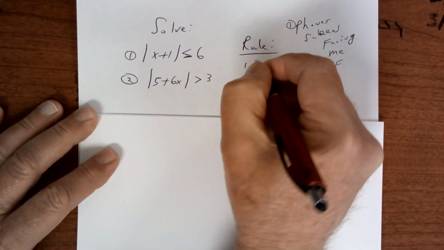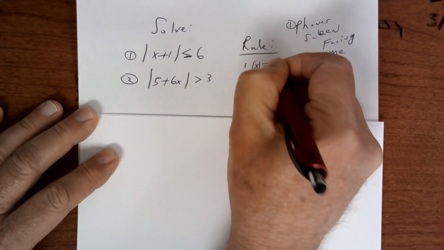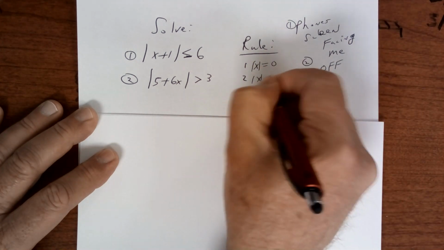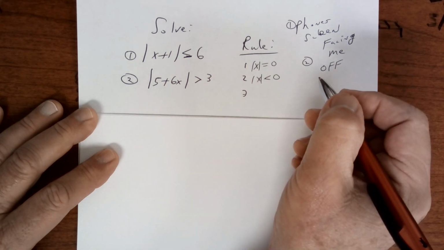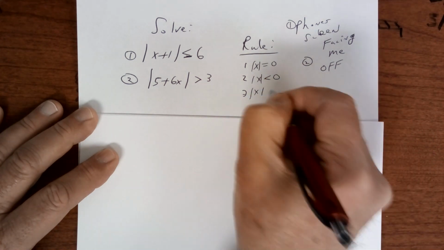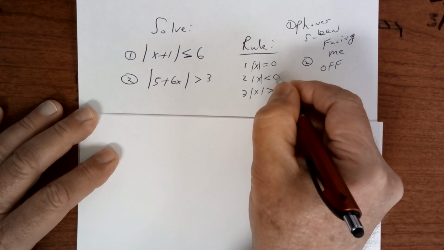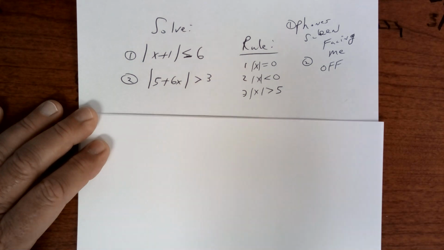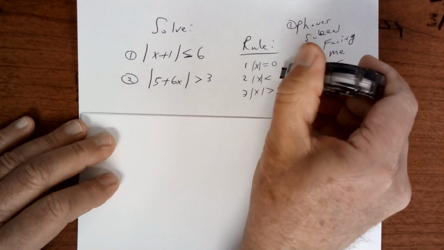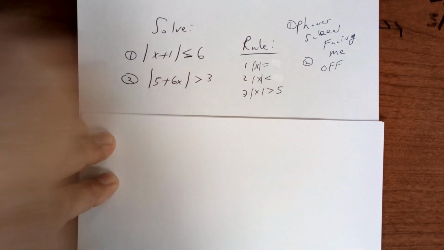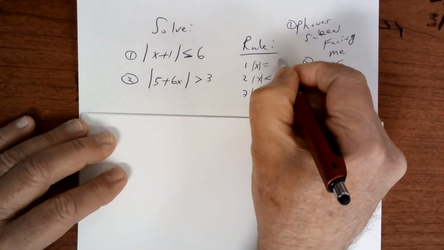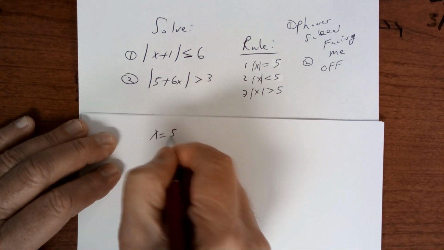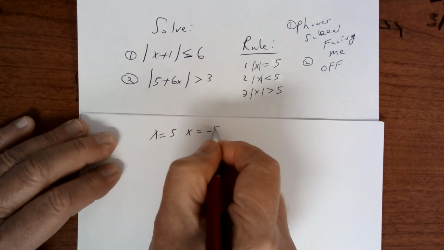Okay, there's 3 rules. 1, the absolute value of x is equal to 0. 1 is the absolute value of x is less than 0. And the other one is the absolute value of x is greater than, and we need to change that 0 to a number, so I'm going to put a 5. We don't want 0. So we'll just make up a number there and put a 5. Okay, so for the first one, x is going to be equal to 5 or x is going to be equal to a negative 5. That's number 1.